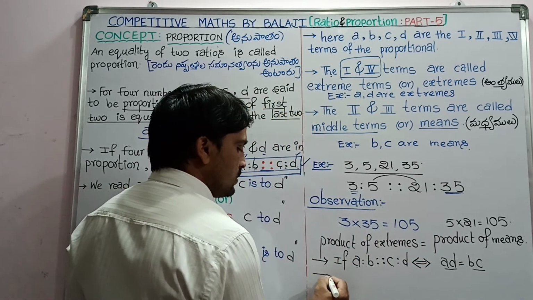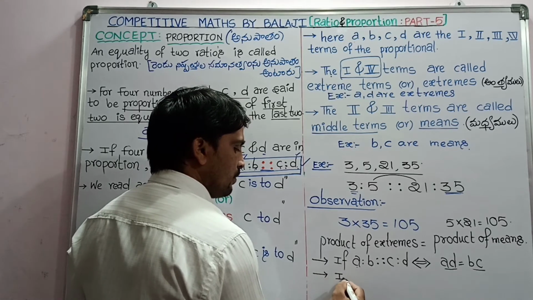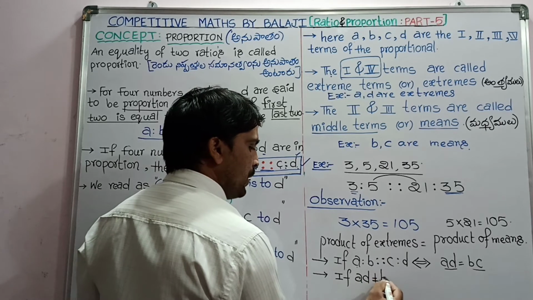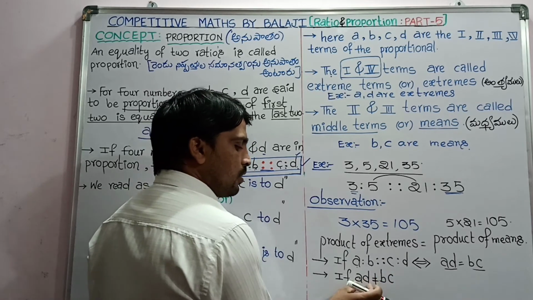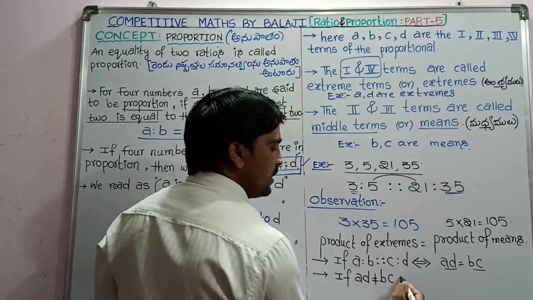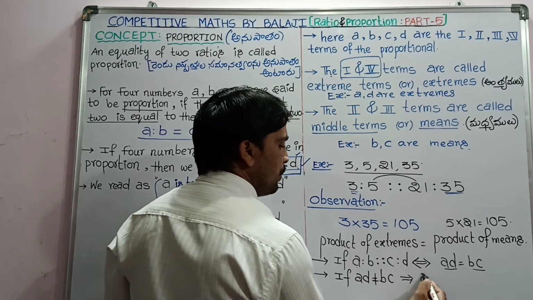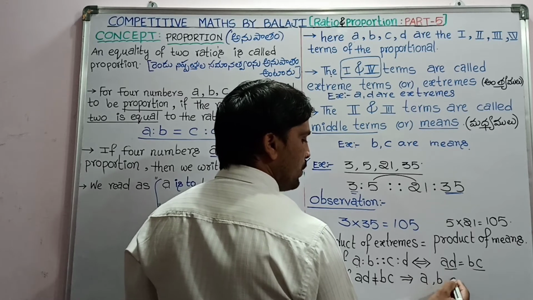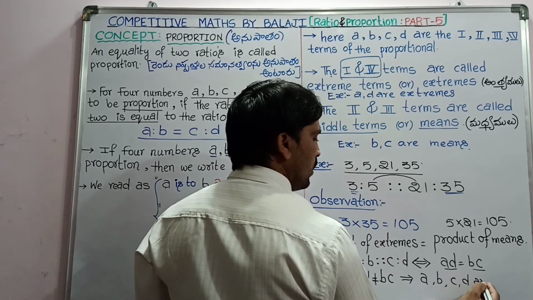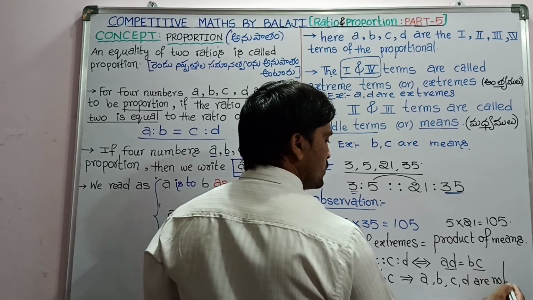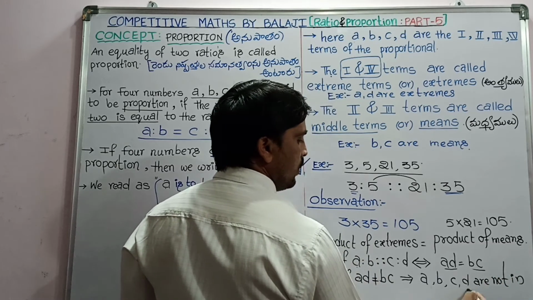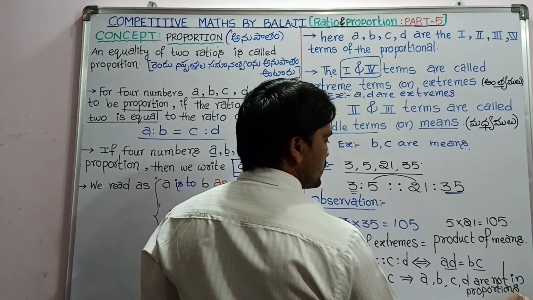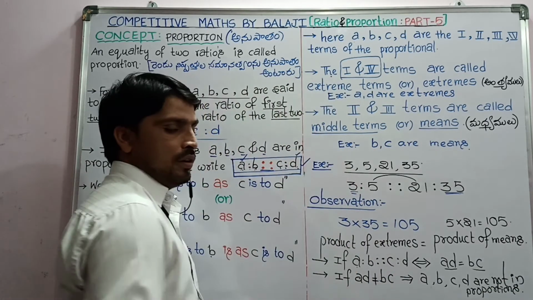And the second condition: if AD is not equal to BC, that means the product of extremes is not equal to the product of means, that implies the numbers A comma B comma C comma D are not in proportion. These are the two observations made by us from the concept.